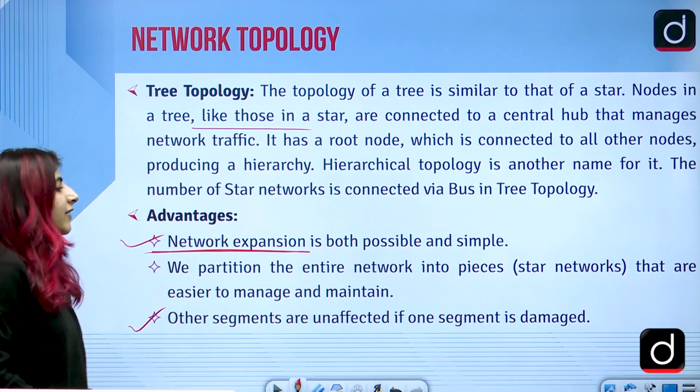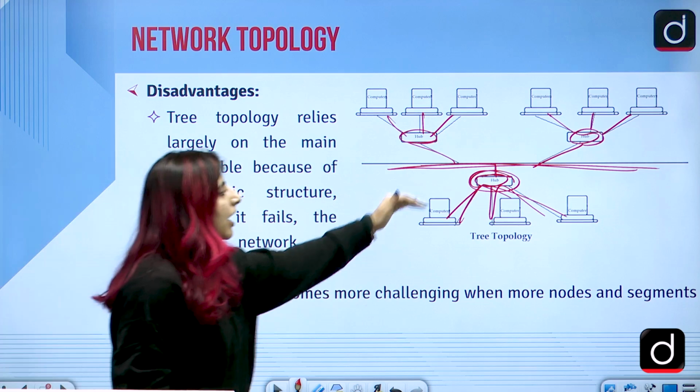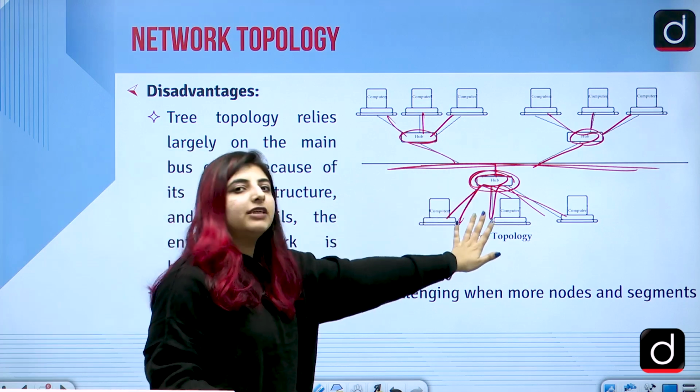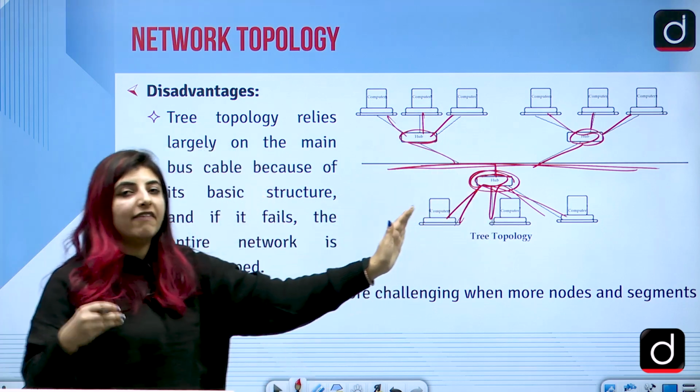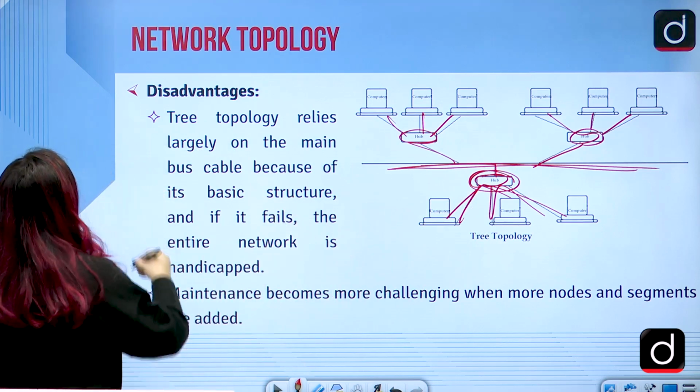Other segments are unaffected if one segment is damaged. So if a hub is there and these computers are damaged, the other segments won't have any effect of that damage which has been done to the first hub.